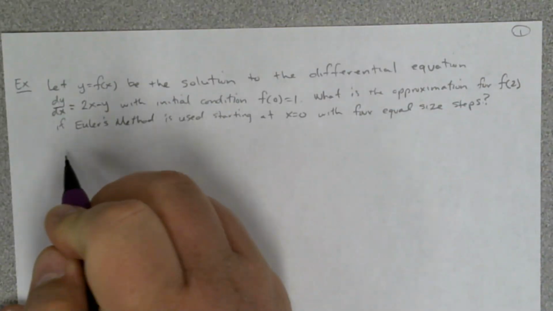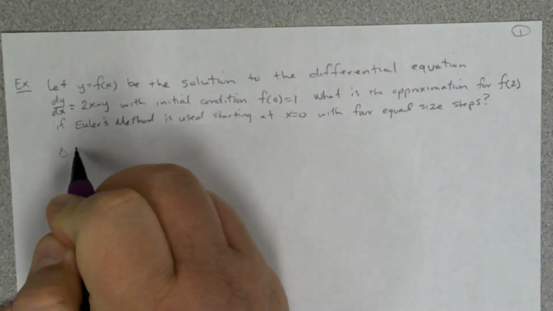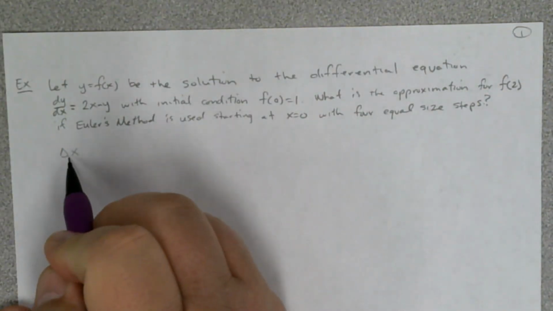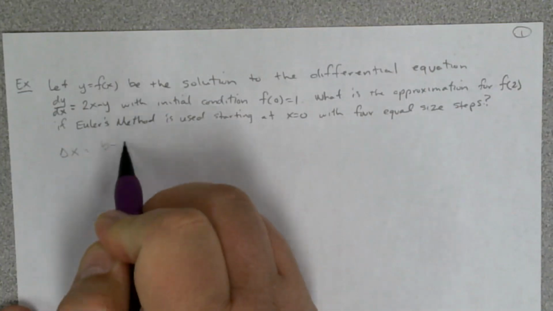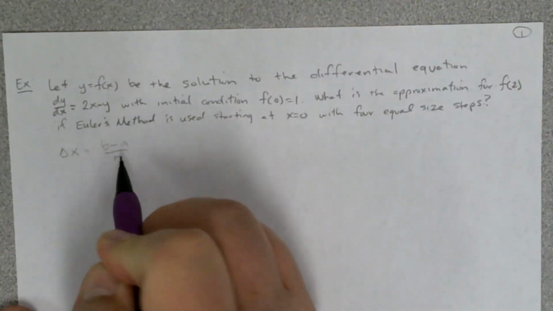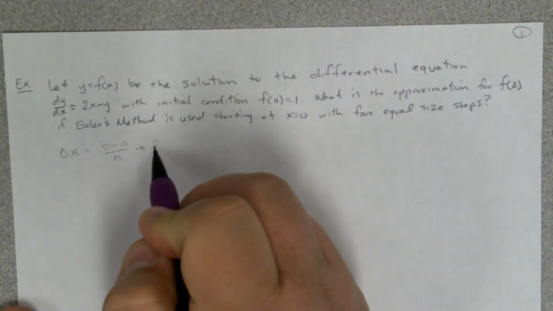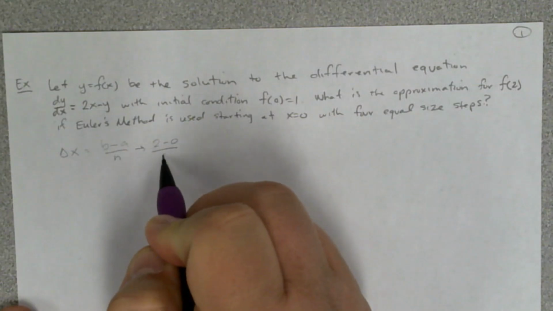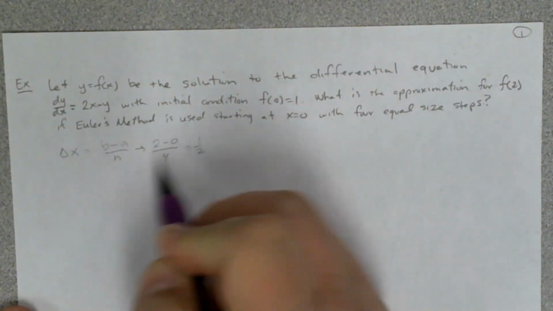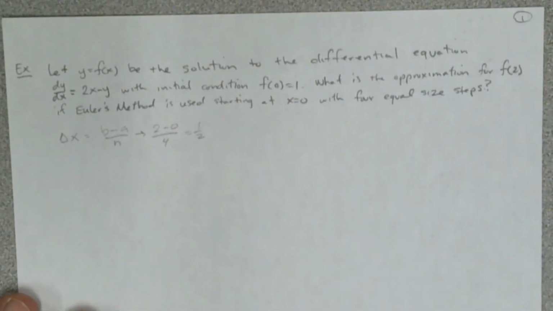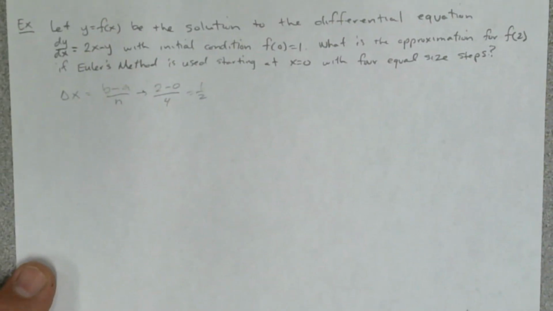We do this by finding what we call delta x, or change in the x values, otherwise known as the h in that picture I showed you before. It is simply b minus a over n, the number of subintervals we want. So this gives us 2 minus 0 over 4, or 1/2. So we're going to do steps of 1/2. And the best way to do this, to keep everything organized, is to make a table.